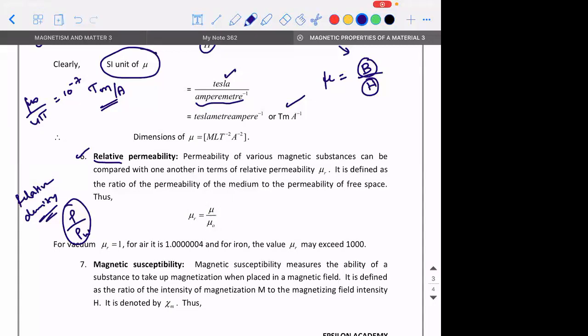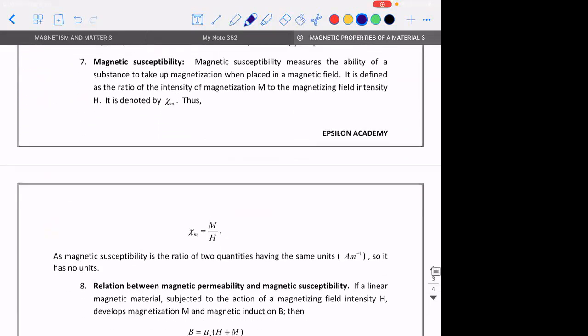Okay. So for vacuum, if you calculate the relative permeability, it is 1. For air, it is 1.0000 something 4. For iron, the relative permeability is greater than 1000 because it's a ferromagnetic substance, which we will see later. Clear, guys? I hope there is no confusion, right?